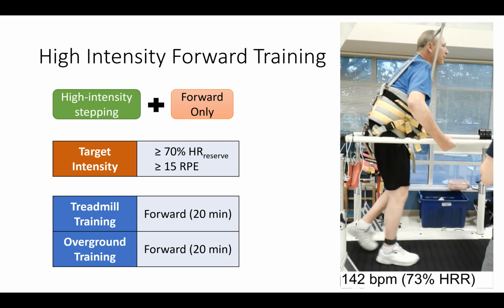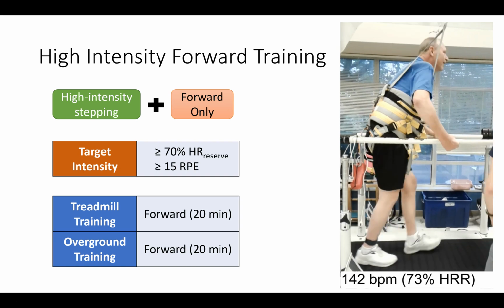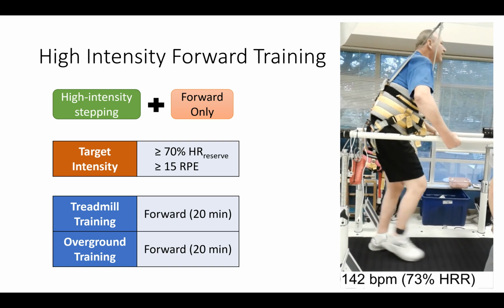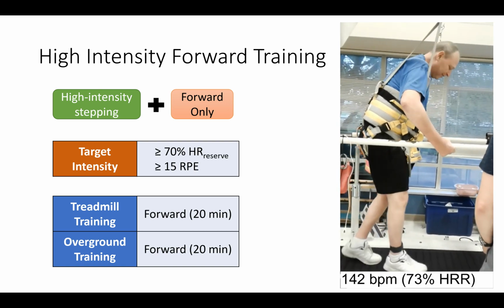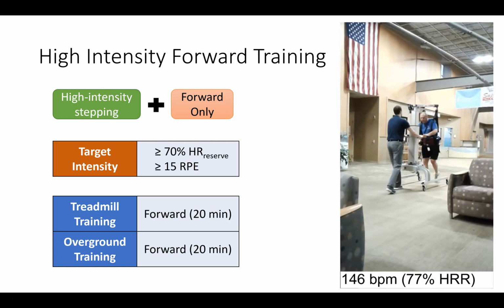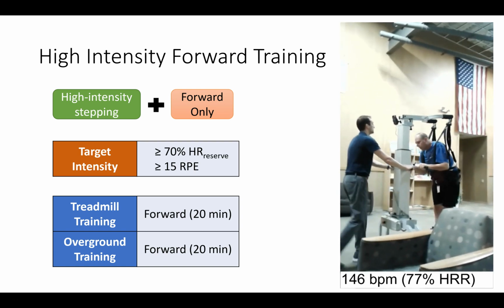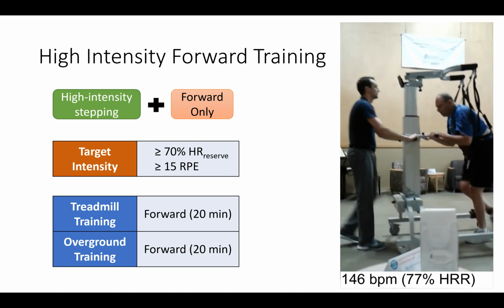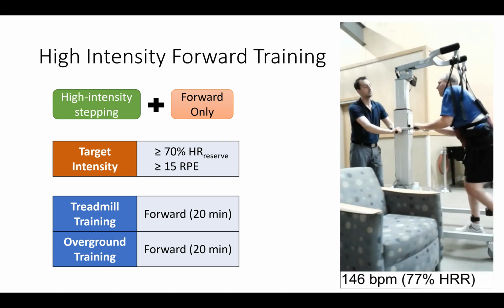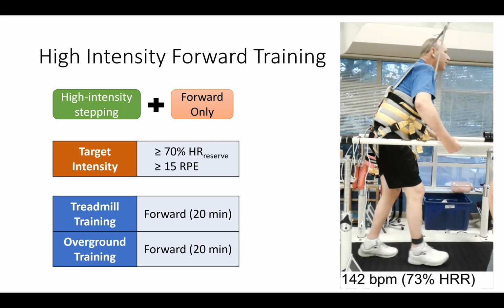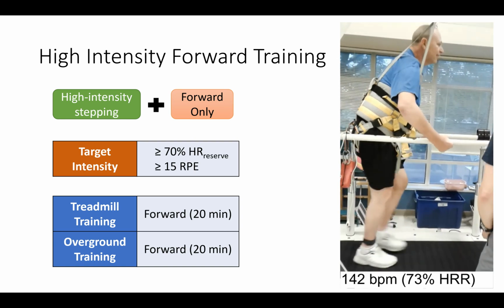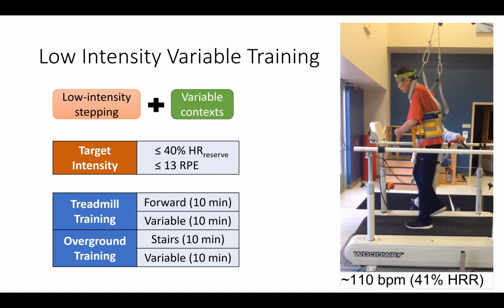All right, next group is the high intensity forward group. The intensity was still the same as the previous group, but these individuals only practice forward walking. So what that means is they spent up to 20 minutes on the treadmill, only walking in the forward direction. So we're only really challenging speed to make that harder. And they also did up to 20 minutes of overground training. Again, really just trying to use speed to increase the cardiovascular intensity that we were looking for.